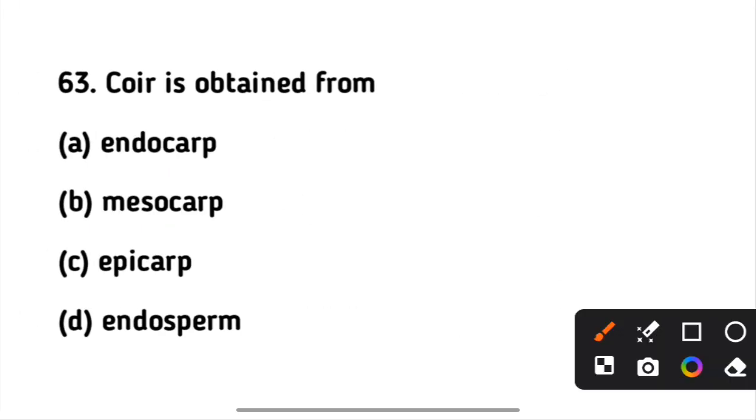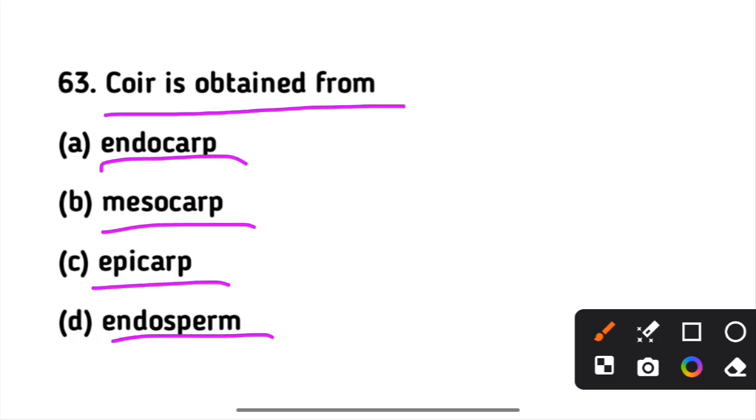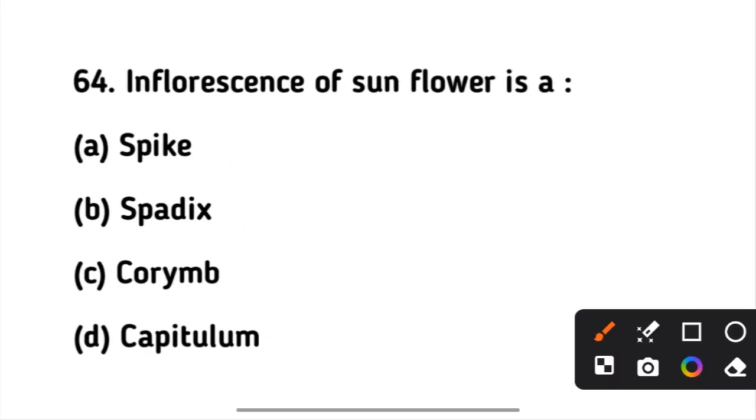Next question. Coir is obtained from endocarp, mesocarp, epicarp, endosperm. Option B is correct, mesocarp. Coir is obtained from mesocarp. Question 64. Inflorescence of sunflower is a spike, spadix, corymb, capitulum. Option D is correct, capitulum. Inflorescence of sunflower is a capitulum.